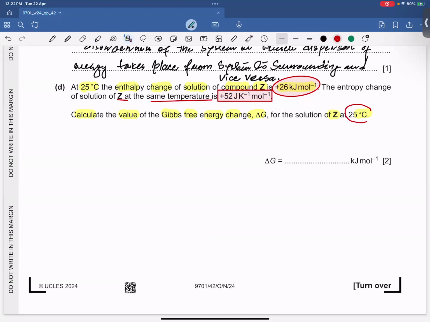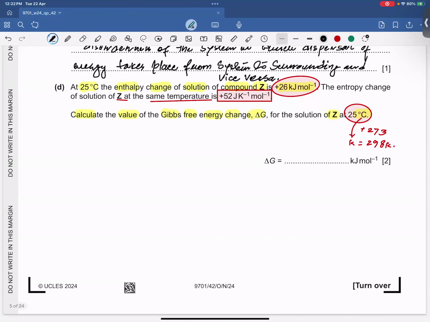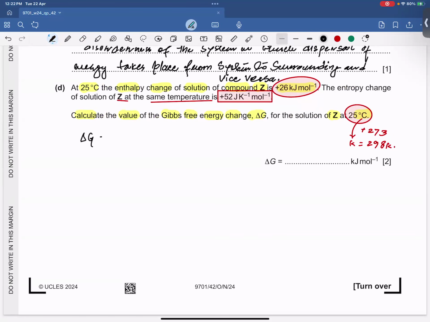By the way, 25 degrees Celsius converted into Kelvin, I will add plus 273. I'm going to get 298 Kelvin, guys. So 273 plus 25 becomes 298 Kelvin. Let me apply the formula here. Delta G equals delta H minus T delta S naught.